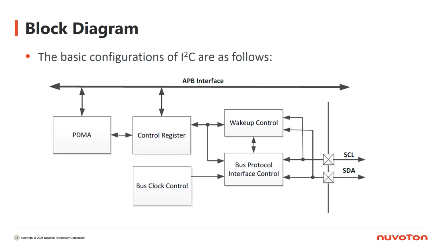From the block diagram, you can see that the clock source of I2C is from the APB interface, which is PCLK. The control register and clock are used for the I2C bus protocol control. There is also a wake-up control that allows I2C to wake up the CPU from power-down mode. The PDMA here is for faster signal processing.